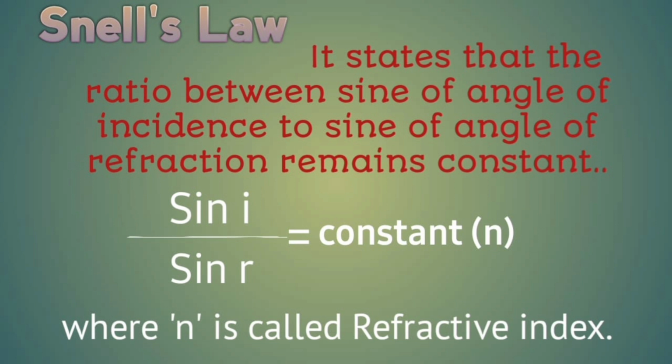Snell's law states that the ratio between sine of angle of incidence to sine of angle of refraction remains constant. That is, sin i by sin r is a constant, and that constant is represented by n, where n is called the refractive index of the given pair of media.